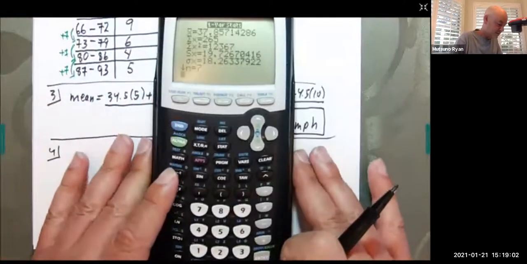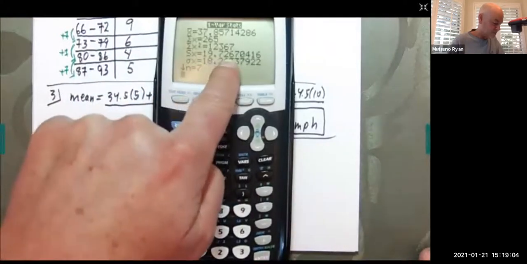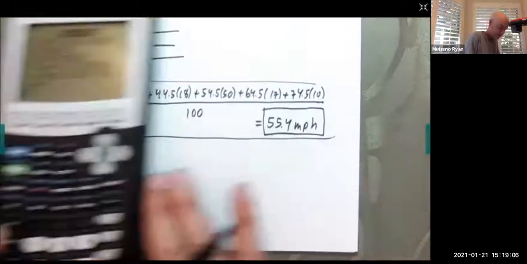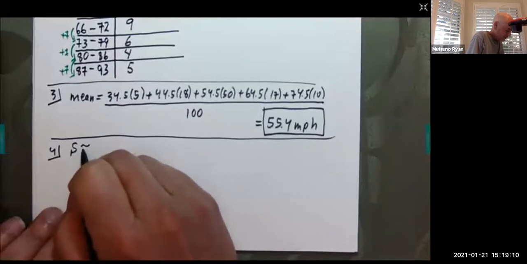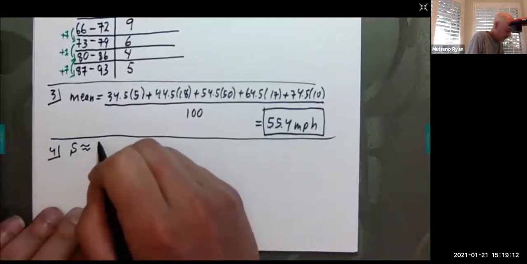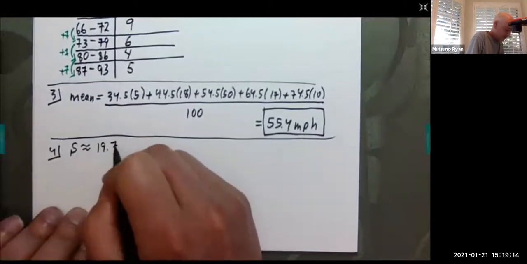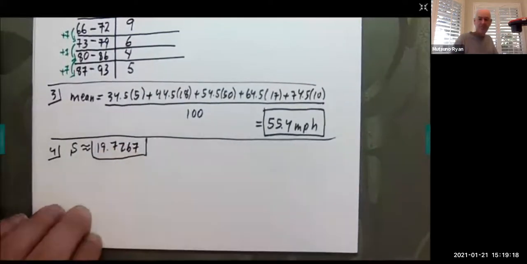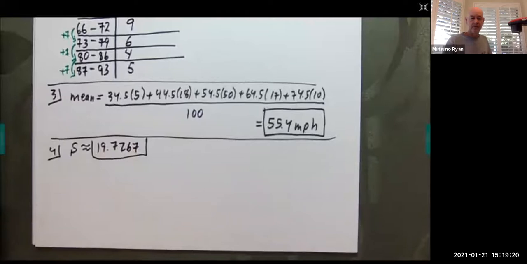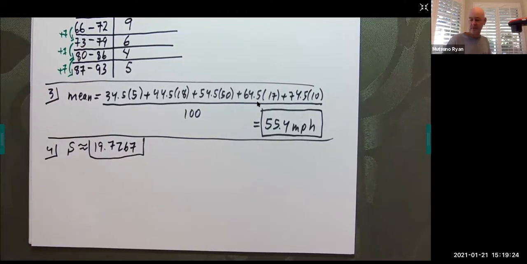And my standard deviation is the Sx. So in this case, it's 19.7267. So the standard deviation is about 19.7267. Not too bad. Number 5.